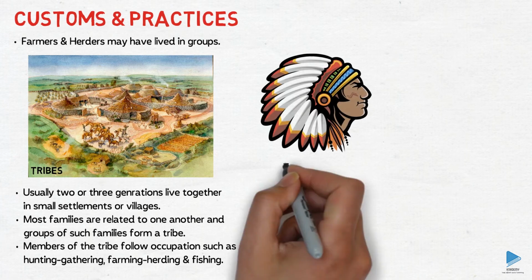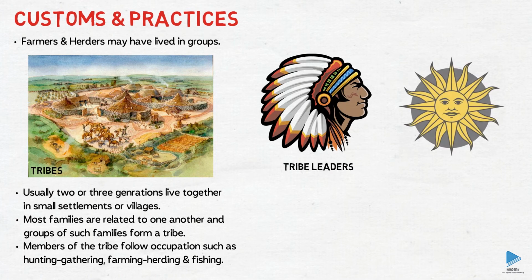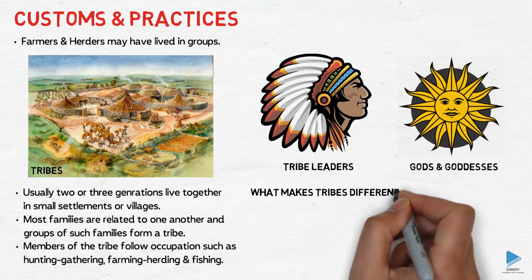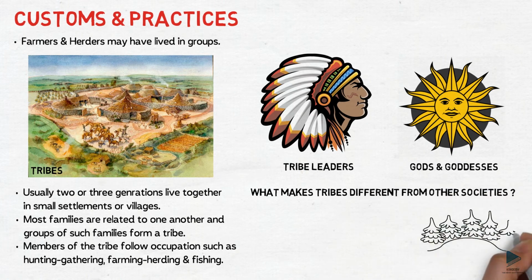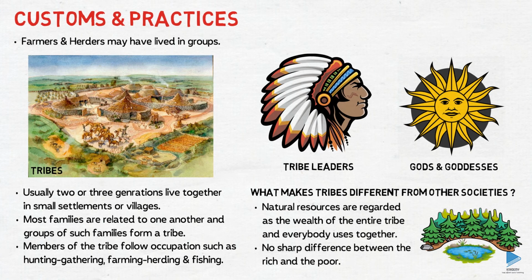Some men are regarded as leaders. They may be old, experienced or young, brave warriors or priests. Tribes have rich and unique cultural traditions and have their own gods and goddesses. Tribes are different from other societies in a way that land, forest, grasslands and water are regarded as the wealth of the entire tribe, and there is no such sharp difference between the rich and the poor.